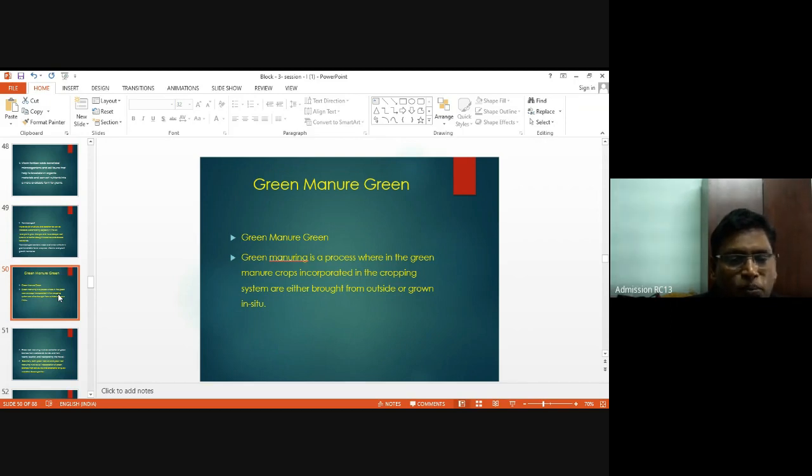Green manuring is a process wherein green manure crops incorporated in the cropping system are either brought from the outside or grown in situ. So for applying green manure, we can collect it from the outside, where green manure is available, or we can grow it inside for this purpose only, and make use of it in the agricultural field to get the benefit out of that.